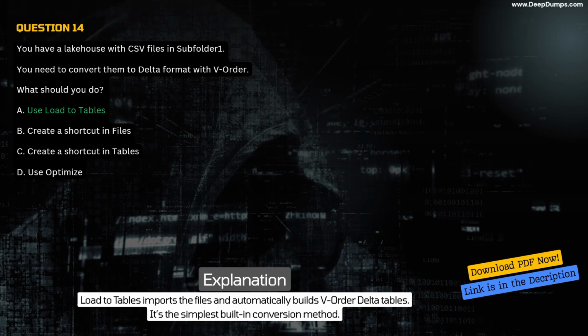Explanation. Load to Tables imports the files and automatically builds V-Order Delta tables. It's the simplest built-in conversion method.